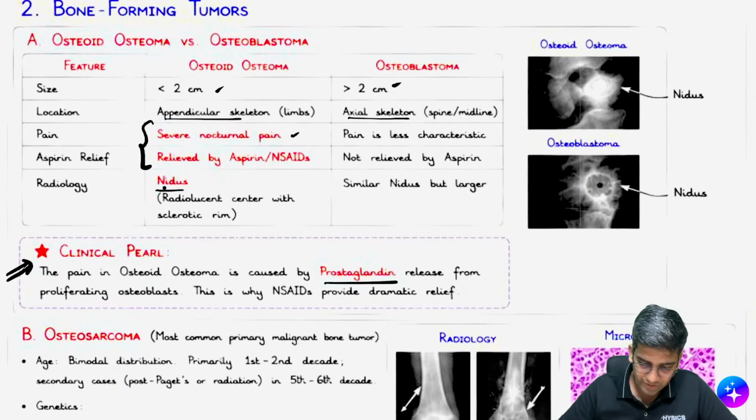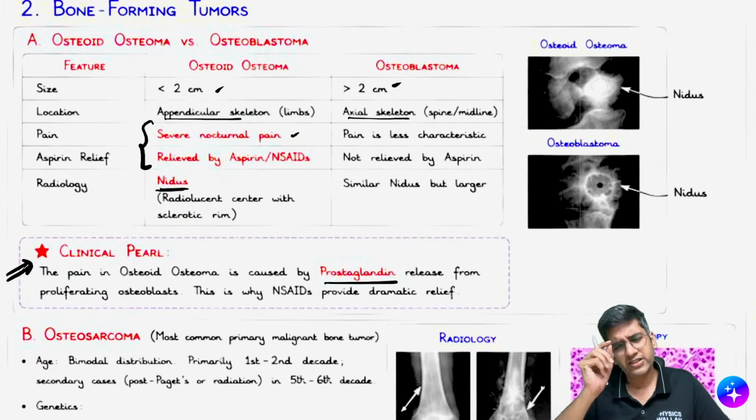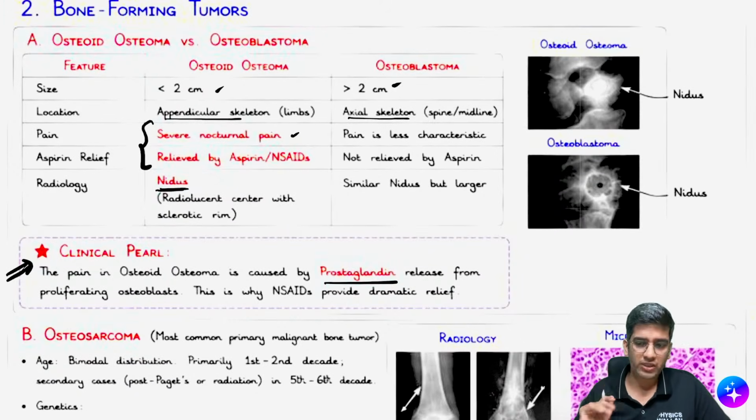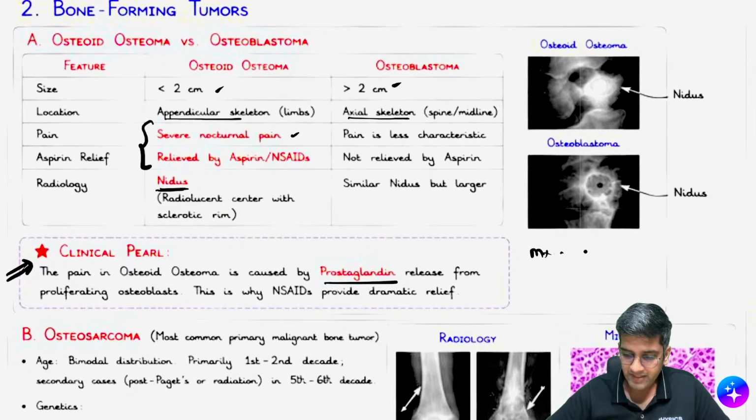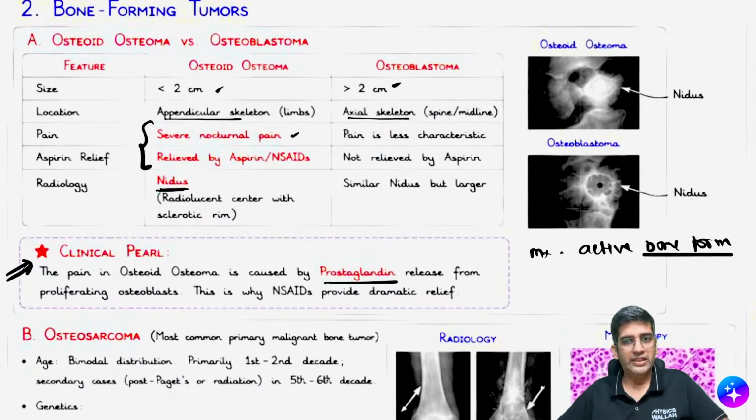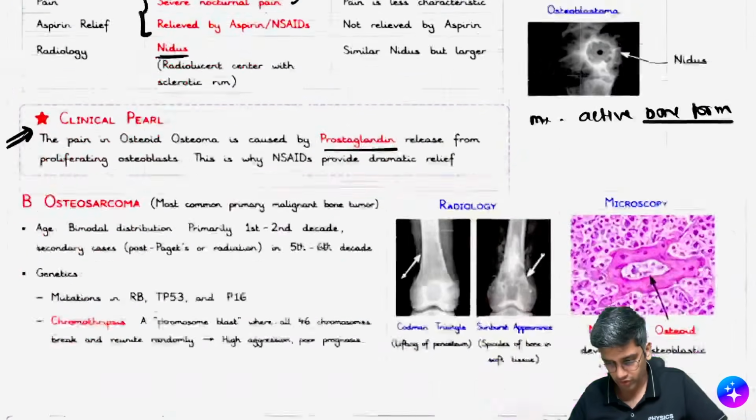X-ray, I have nidus. Nidus is a classical finding. Just write the term nidus. That should be more than enough. What I see in microscopy, I see active bone formation in the center, surrounded by fibroblastic tissue. That's enough. It's an osteoid tumor, bone forming tumor. That's all. Fine. Let's come to osteosarcoma.